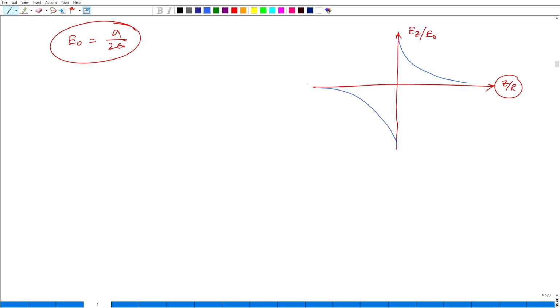And at 0, that means z equals to 0, we have seen that there is a finite discontinuity. Okay, so this is the discontinuity. Suddenly Ez jumps from positive to negative value. So, there is a finite discontinuity. So, this one is the negative direction, this one is the positive direction.